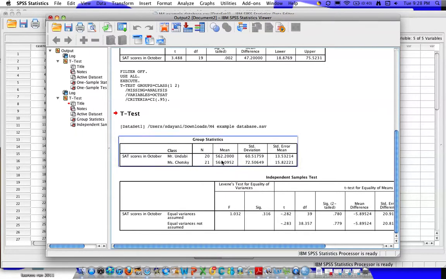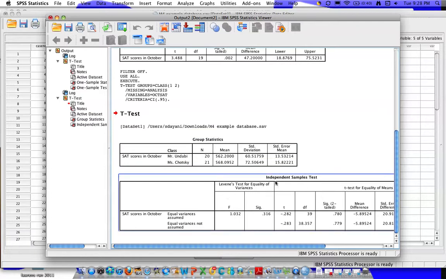Now you can take a look at the means. For Mr. Undabi, 562.20, which is the same, of course, as the mean that we had when we ran the single sample t-test. And now we have Ms. Chotsky's scores, which are 568.0952, which you're going to round up to 568.10. So, Ms. Chotsky's class did indeed have a higher mean score than Mr. Undabi's. Now we want to find out if there is a statistically significant difference between those scores. So that's why we ran the independent samples t-test to compare these means.